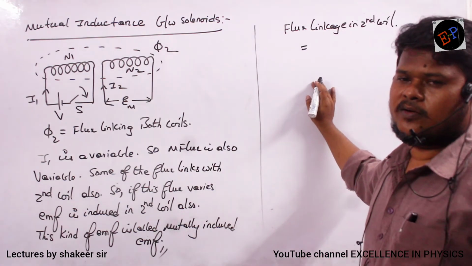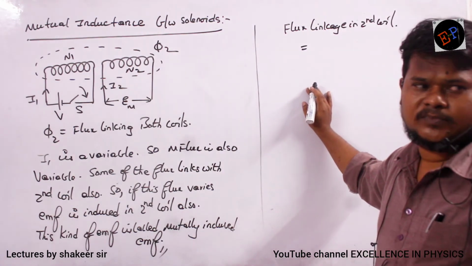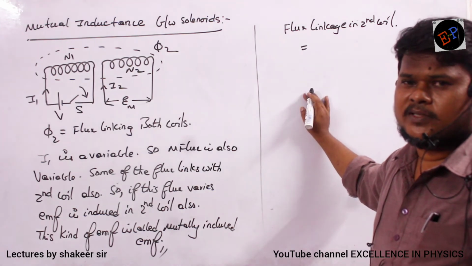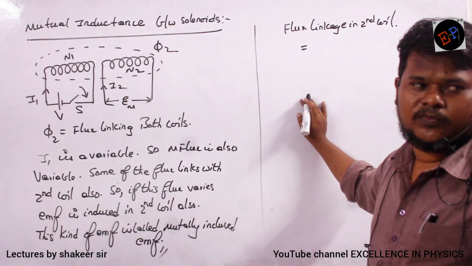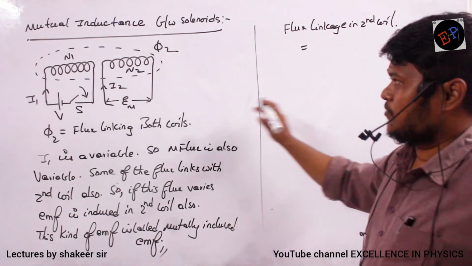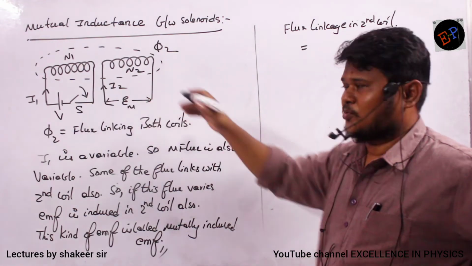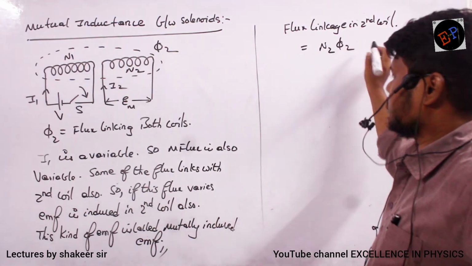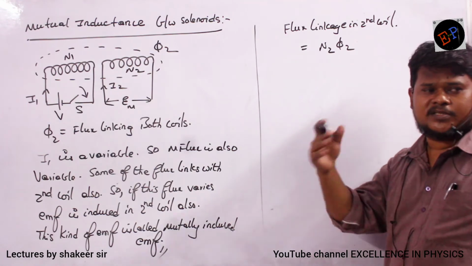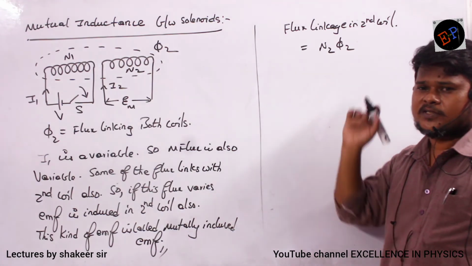Flux linkage in the second coil. What is flux linkage? N into phi. What is the N value of the second coil? N2. And the flux linking is how much? Phi 2. That's all. Phi 2 is the flux which is linking both of them. So N2 phi 2 is the flux linkage.